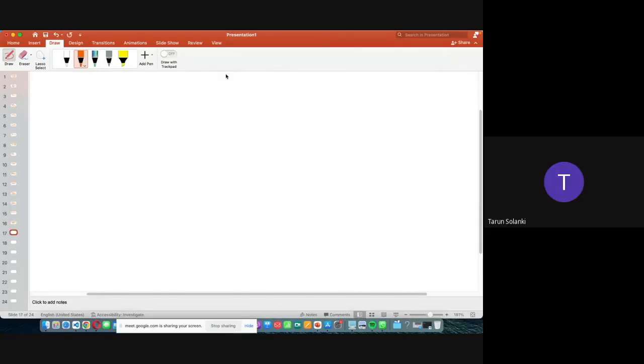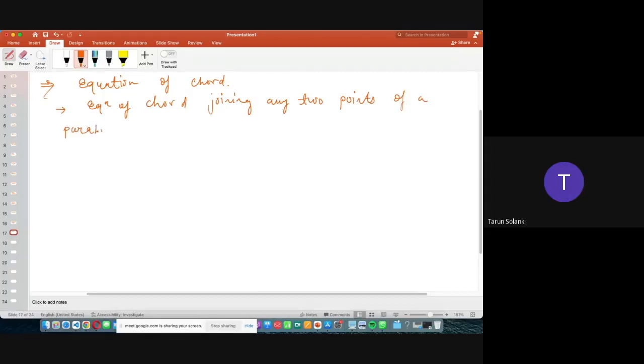Okay. So next is equation of chord. First is the equation of chord joining any two points of a parabola. Okay. So let the points be (a t1 square, 2a t1) and (a t2 square, 2a t2).